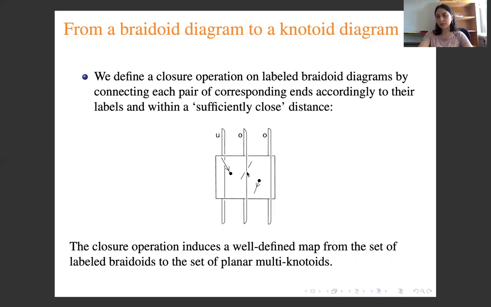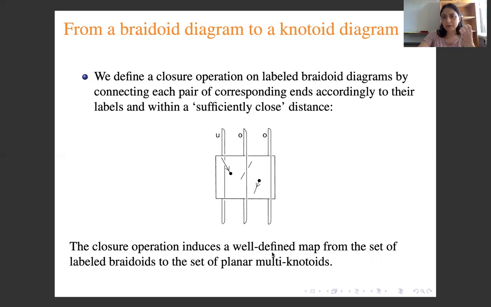This closure operation induces a well-defined map from the set of isotopy classes of labeled braidoids to the set of isotopy classes of planar multi-knotoids. Apparently, when we close such an object, we will obtain either a knotoid diagram or a multi-knotoid diagram with just one knotoid component. And we can show that it's actually a well-defined map when we consider the classes of the objects, isotopy classes of the objects.